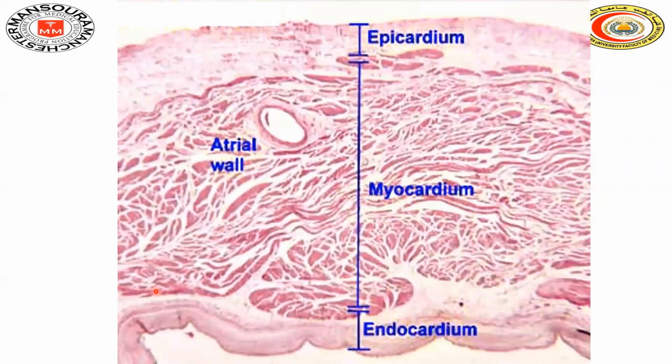Here is a section for the whole heart thickness, or the wall of the heart as a whole. Here is the section. The first layer, the outermost, is epicardium. The middle one, the thickest zone formed of cardiac muscle fibers, is the myocardium. And the most inner one, lining the heart from inside and in contact with the blood, is endocardium.